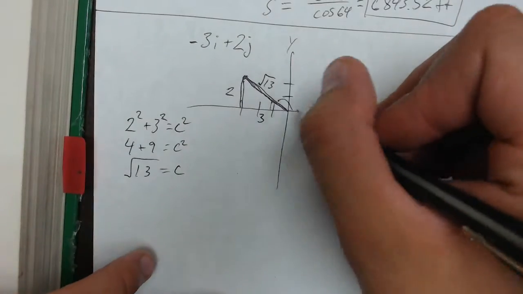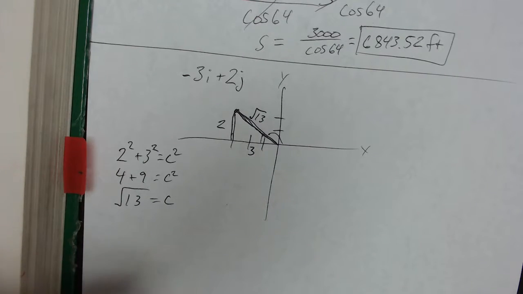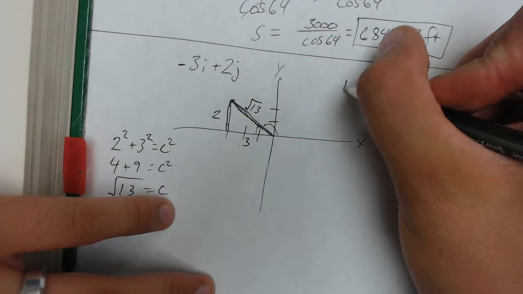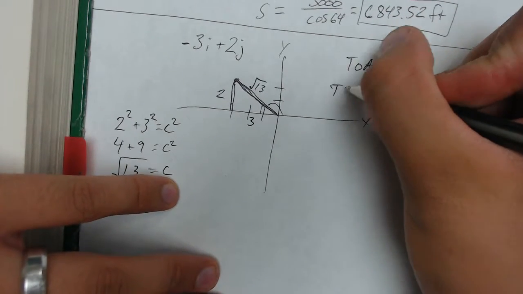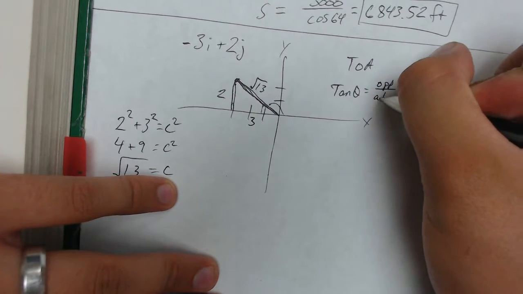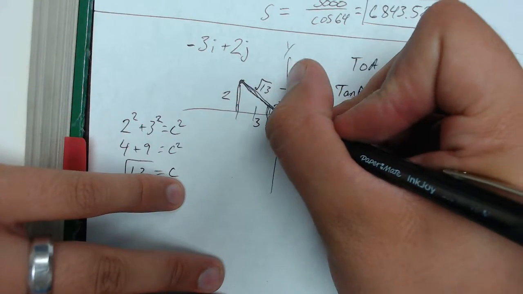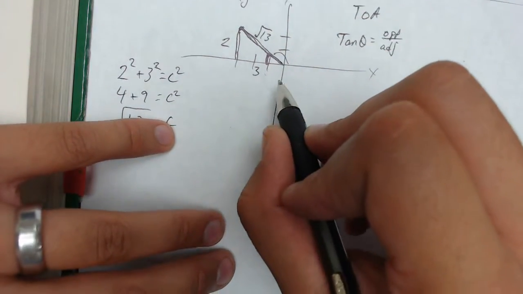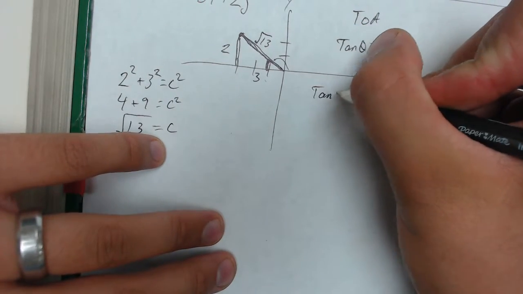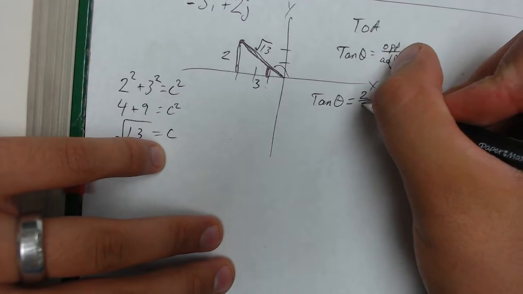Now, as far as the angles, how are we going to figure out the angle of elevation, angle of depression? We use our trig identity of tangent, or TOA, T-O-A. That is tangent of theta equals opposite over adjacent, because we have our opposite and our adjacent sides. So we can find this angle right here. The opposite side would be 2, the adjacent side would be 3. So tangent of theta equals 2 divided by 3.